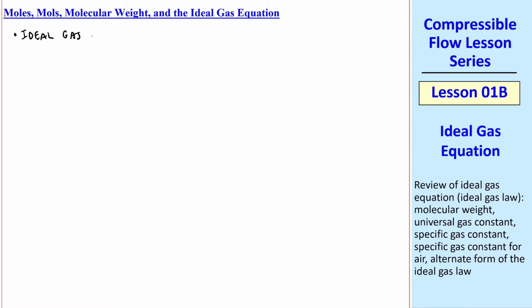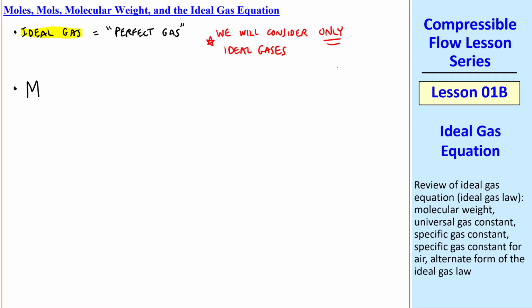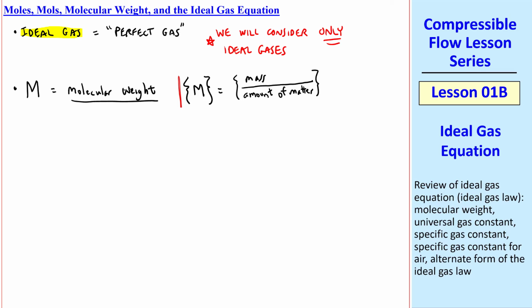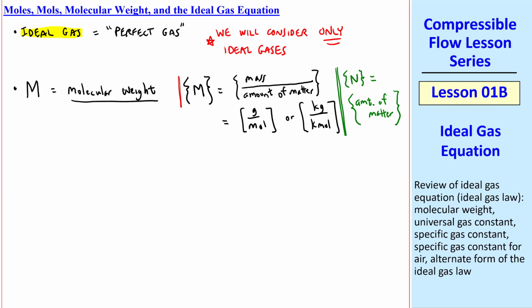By the way, ideal gas is sometimes called perfect gas, but I'll stick with ideal gas. In this lesson series, we will consider only ideal gases. First, let's review molecular weight, capital M. Again, in my notation, curly brackets means the dimensions of. So the dimensions of molecular weight are mass per amount of matter, where amount of matter is designated by the symbol capital N, and I use square brackets to indicate units.